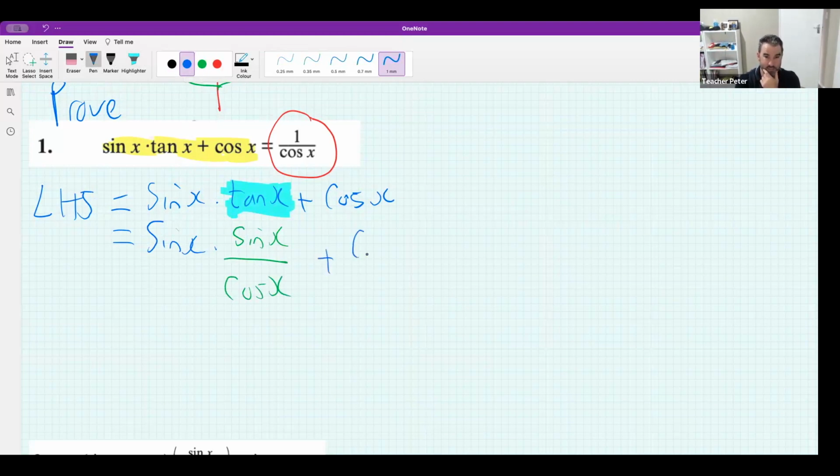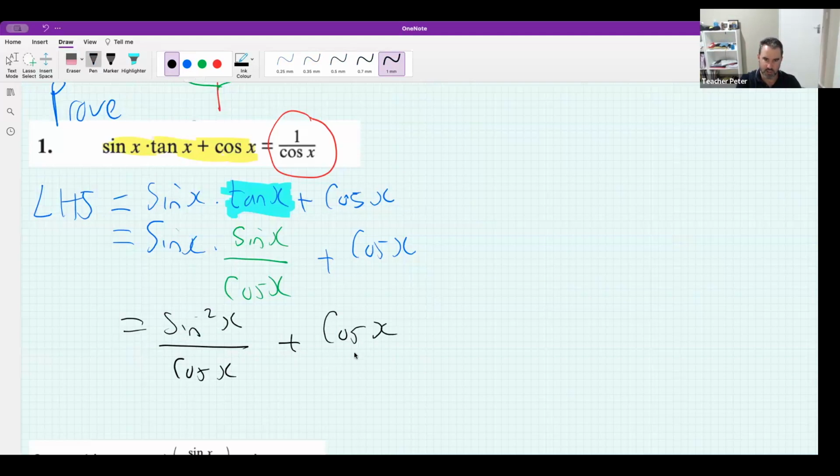But we have another problem. I need to glue these two things together. At the moment, they're separate, and at the end, I have 1 over cos x. So I know that sin x times sin x is sin squared x. So that's nice. I know that that's cos x. If I want to force this to be a fraction, I can put it over 1. But now I'm still stuck. I need to glue these together.